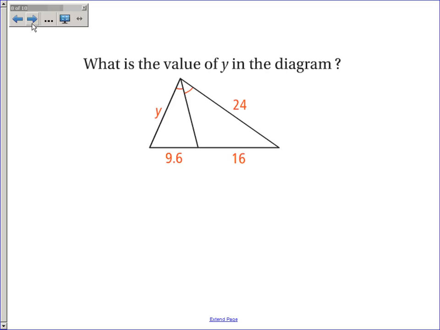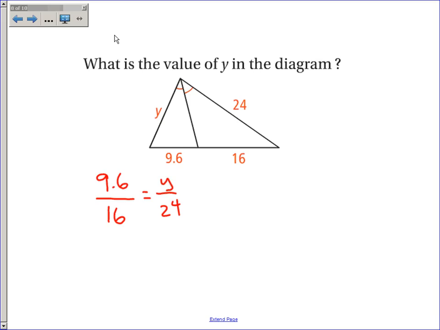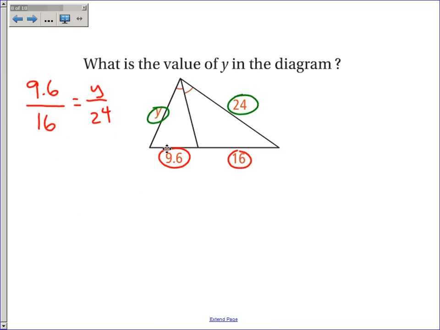So in this picture, I know that 9.6 over 16 is equal to y over 24. So the ratio I'm looking at is left triangle to right triangle is equal to left triangle to right triangle. Instead of this, you could write the proportion as it's sitting here, as I tend to do, y over 9.6 is equal to 24 over 16. Either one would be correct. In fact, these two are the same by the reciprocal property and by the switch property. Okay, so let's solve this.